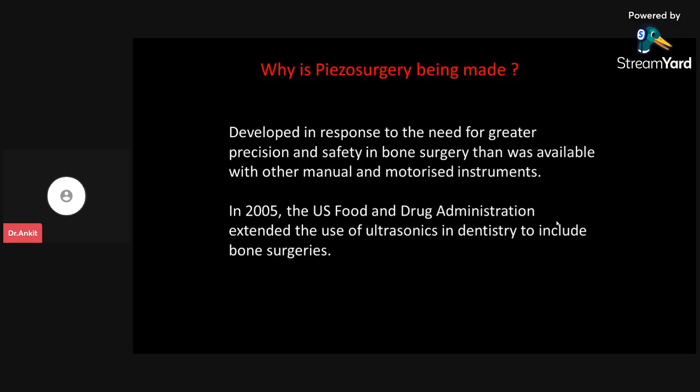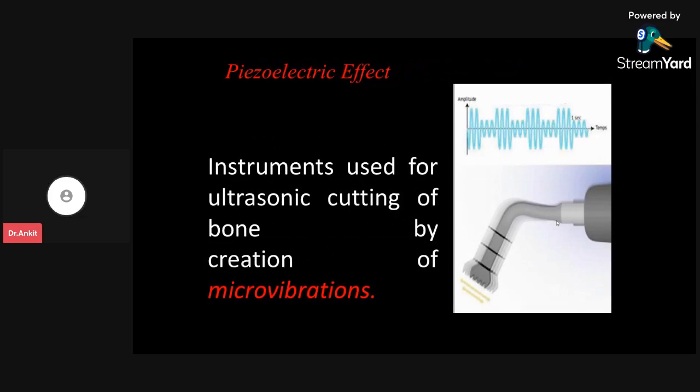And in the year 2005, the US Food and Drug Administration extended the usage of ultrasonic in dentistry to include bone surgeries, right? To include the bone surgeries. So we can use piezo surgery from now on, and from that, it has, I would say, led to various advancement and to an astonishing effect that it can lead to surgeries in various anatomical locations which would not have been possible without the invention of piezotome.